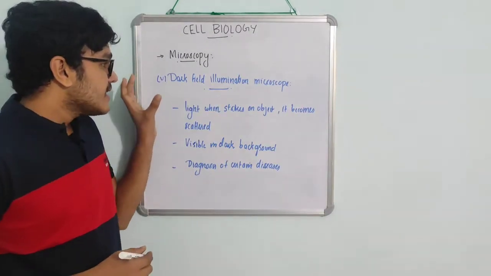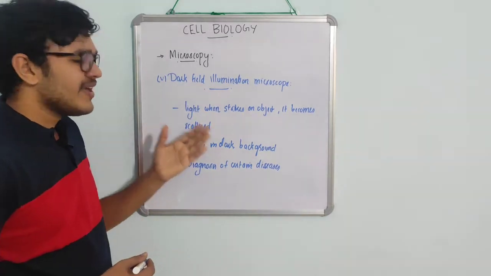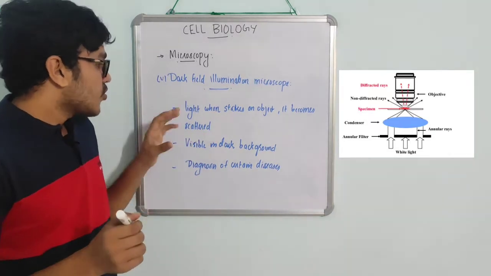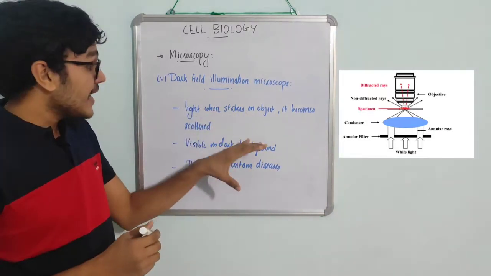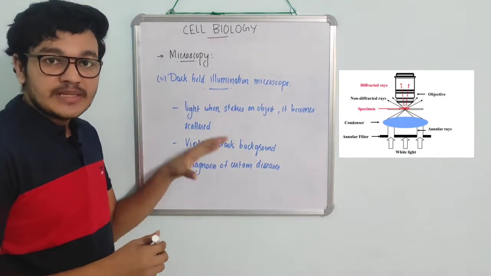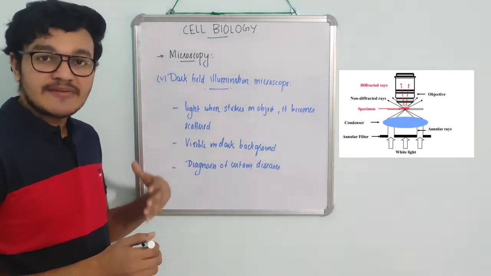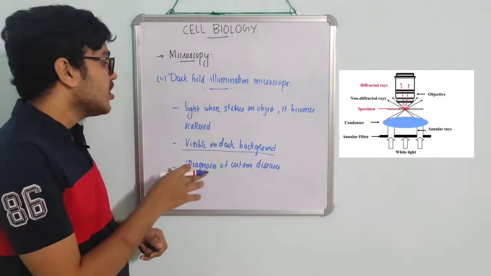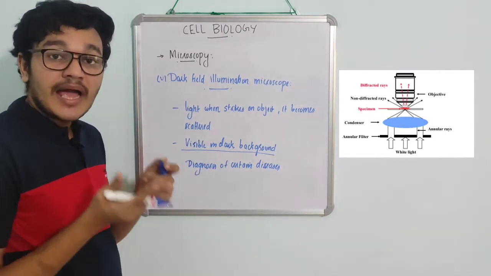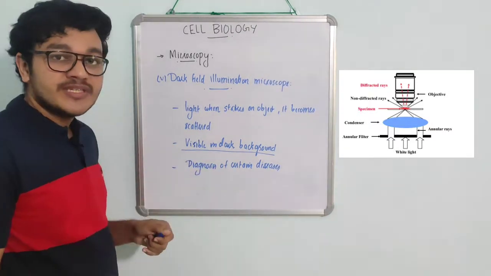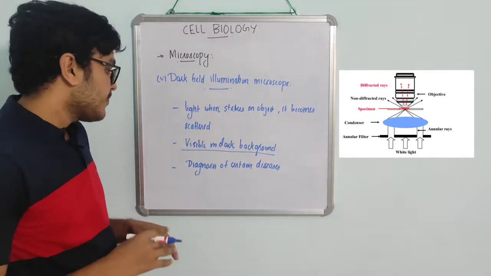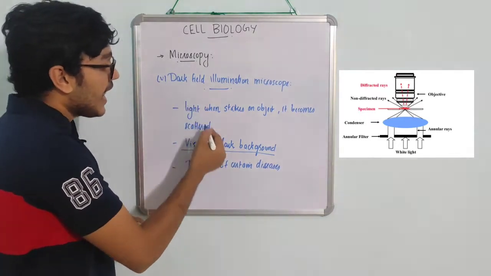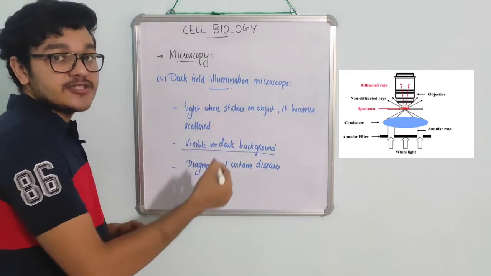The fifth one is the dark field illumination microscope. It's actually a modification of the phase contrast microscope. Here also the principle of light is utilized. The principle is that when light strikes an object, it becomes scattered. So it makes the object luminous and visible in a dark background. A high contrast image is formed, so that the object can be viewed clearly. So there is a dark background in which the object can be observed. The main principle here is that light, when it strikes an object, gets scattered.